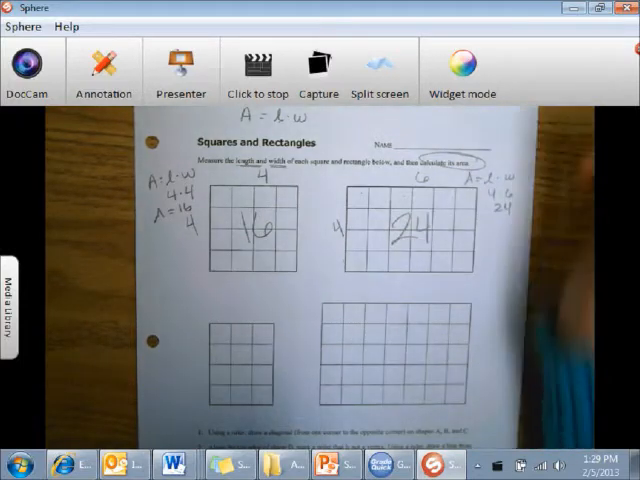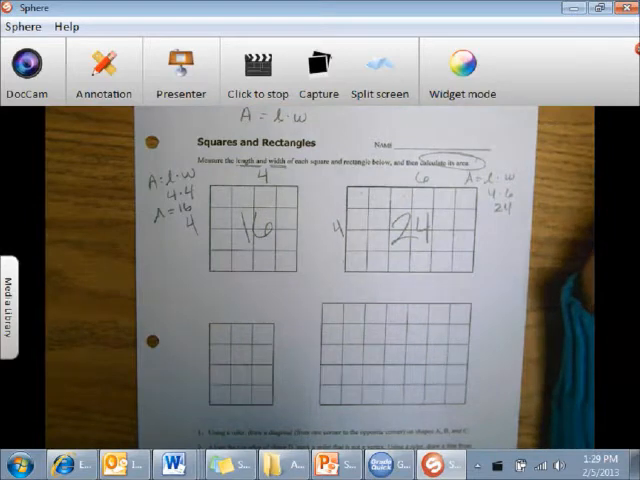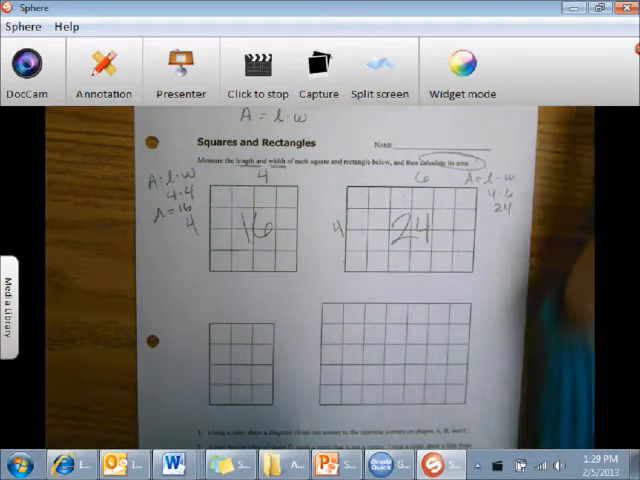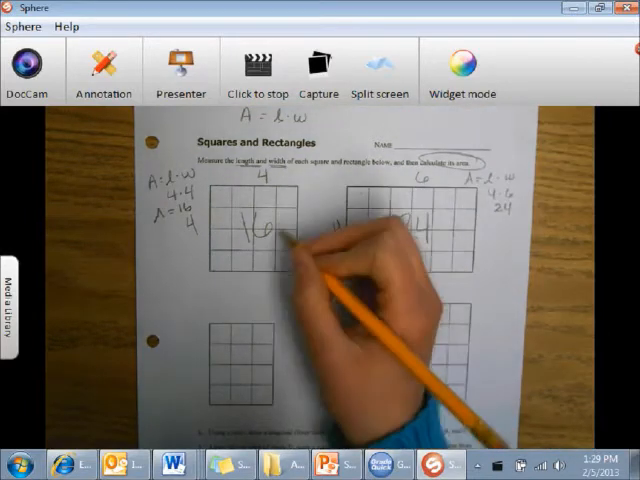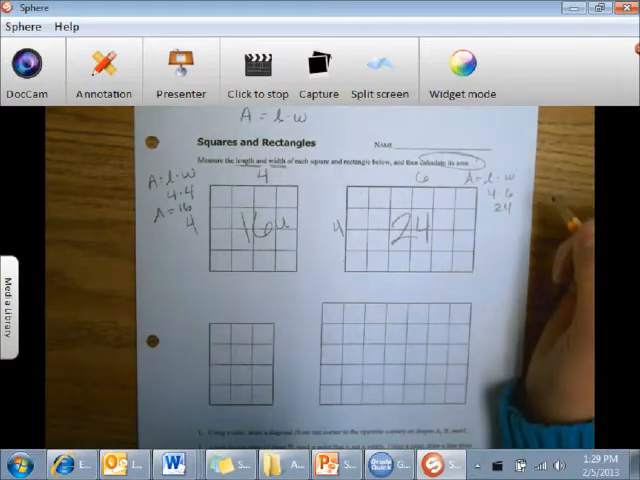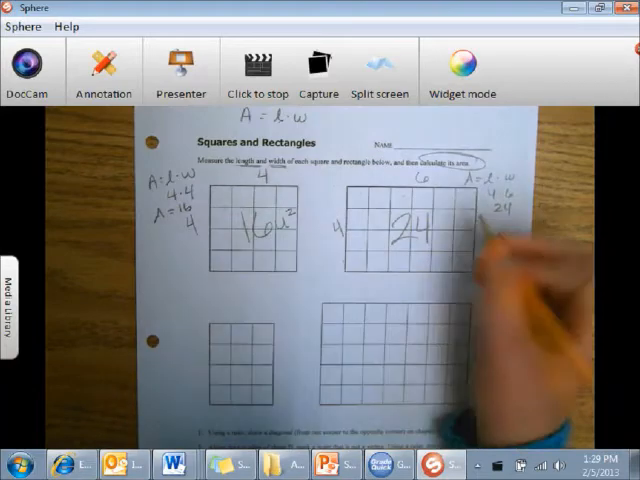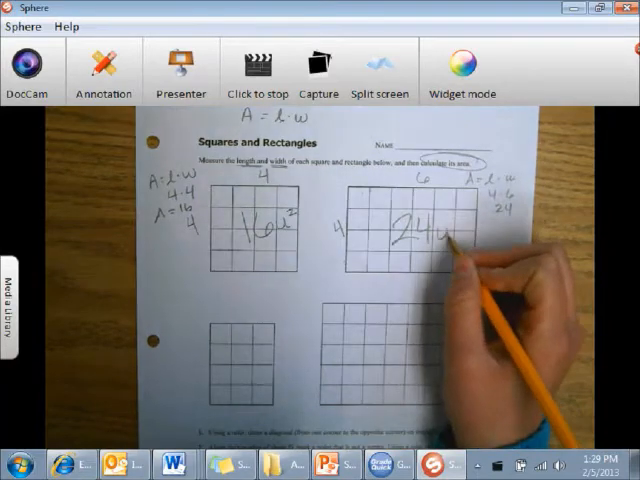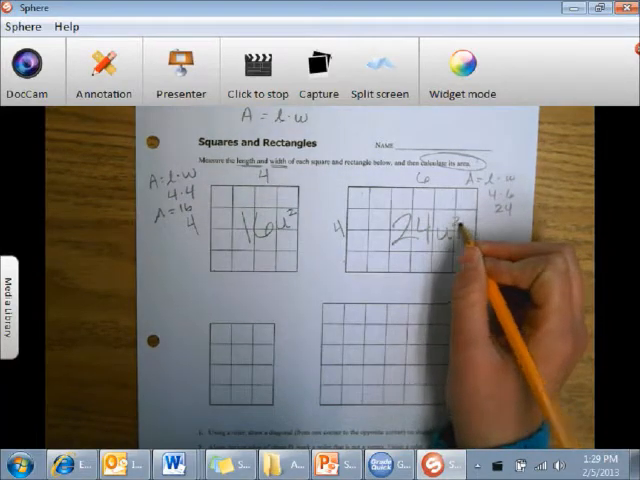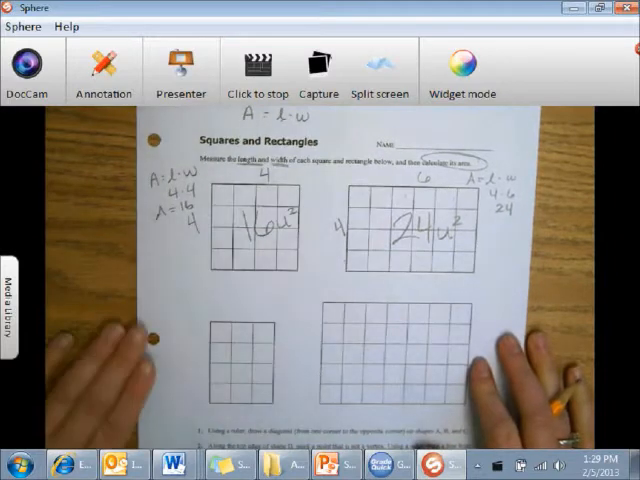Now, it's not giving us feet or inches or centimeters. So what these are called are just units. And with area, our units are always squared because area is two-dimensional. So this is 16 units squared and this is 24 units squared. Okay?